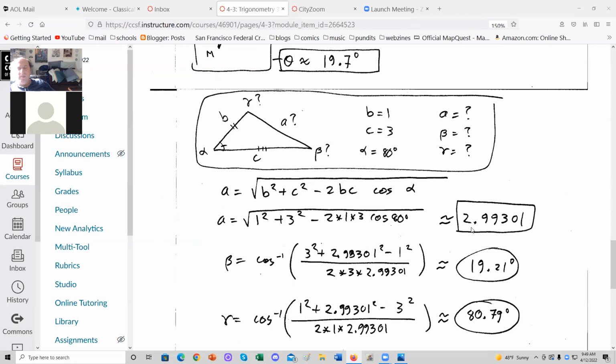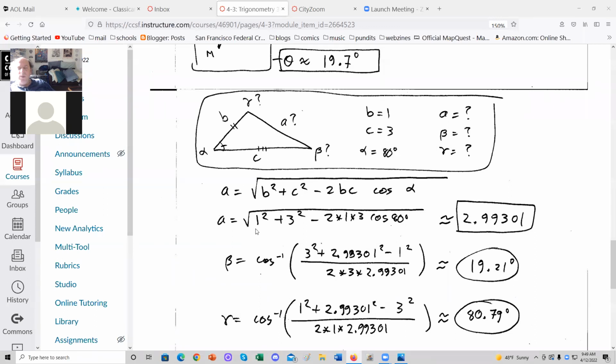Here we're given two sides. B is 1, C is 3, and alpha is 80 degrees. What's the far side A? What are the two angles, beta and gamma? All right, now side, angle, side, and A is the far side. So we use the cosine law. A is root b squared plus c squared minus 2bc cos alpha. So plug in 1 for B, 3 for C, and 80 degrees for alpha.